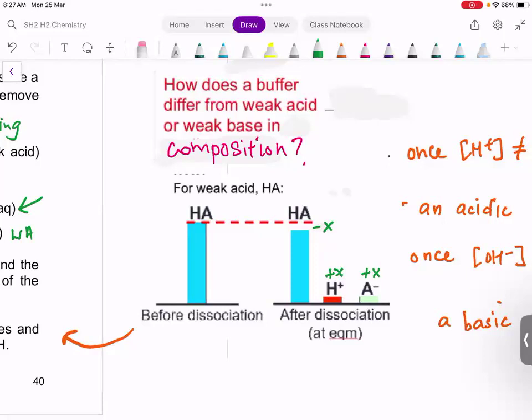So what do we do here? We have to add salt. Okay, so I need you to see that there will be an additional salt added to this system. It will increase your A- concentration. That's how we create a large reservoir. And I also need you to see that when I add sodium salt to this system, is it going to affect the equilibrium?